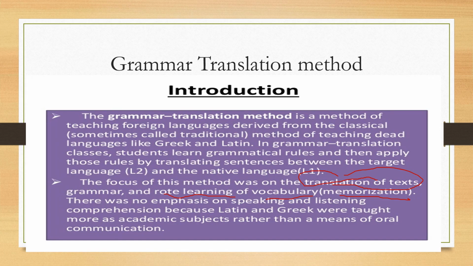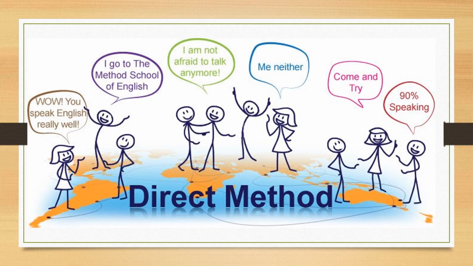So basically, Latin and Greek were taught more as academic subjects rather than means of oral communication. That's why this method focuses a lot on teaching through written skills, basically through translation. But the speaking part is not very practical when you teach people through grammar translation method, because your focus is a lot on writing. You write a lot with the help of translation, with the help of rote learning, and changing one language to another. You learn the techniques of learning the target language with the help of translation. So speaking part is ignored. That is the drawback or the downside of this method.